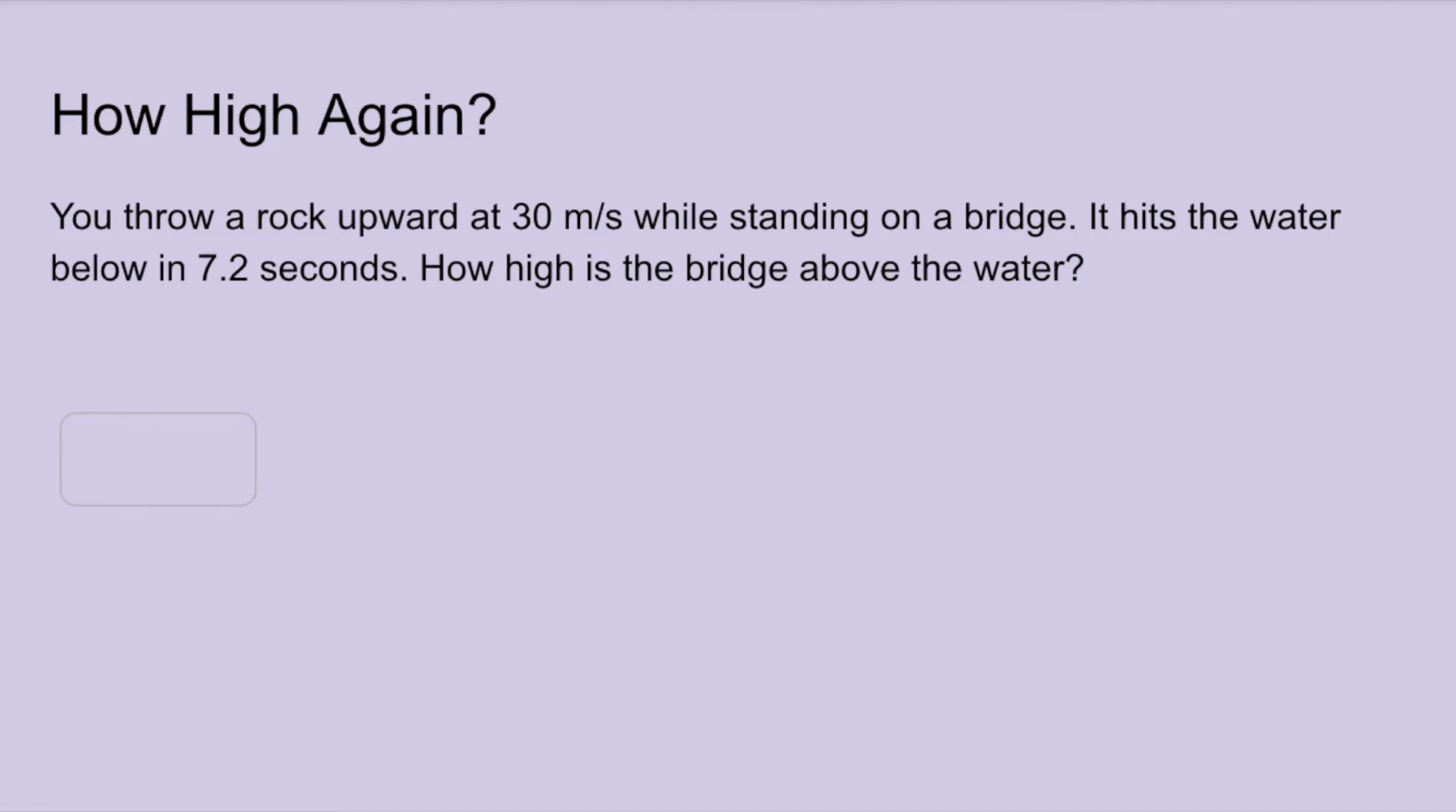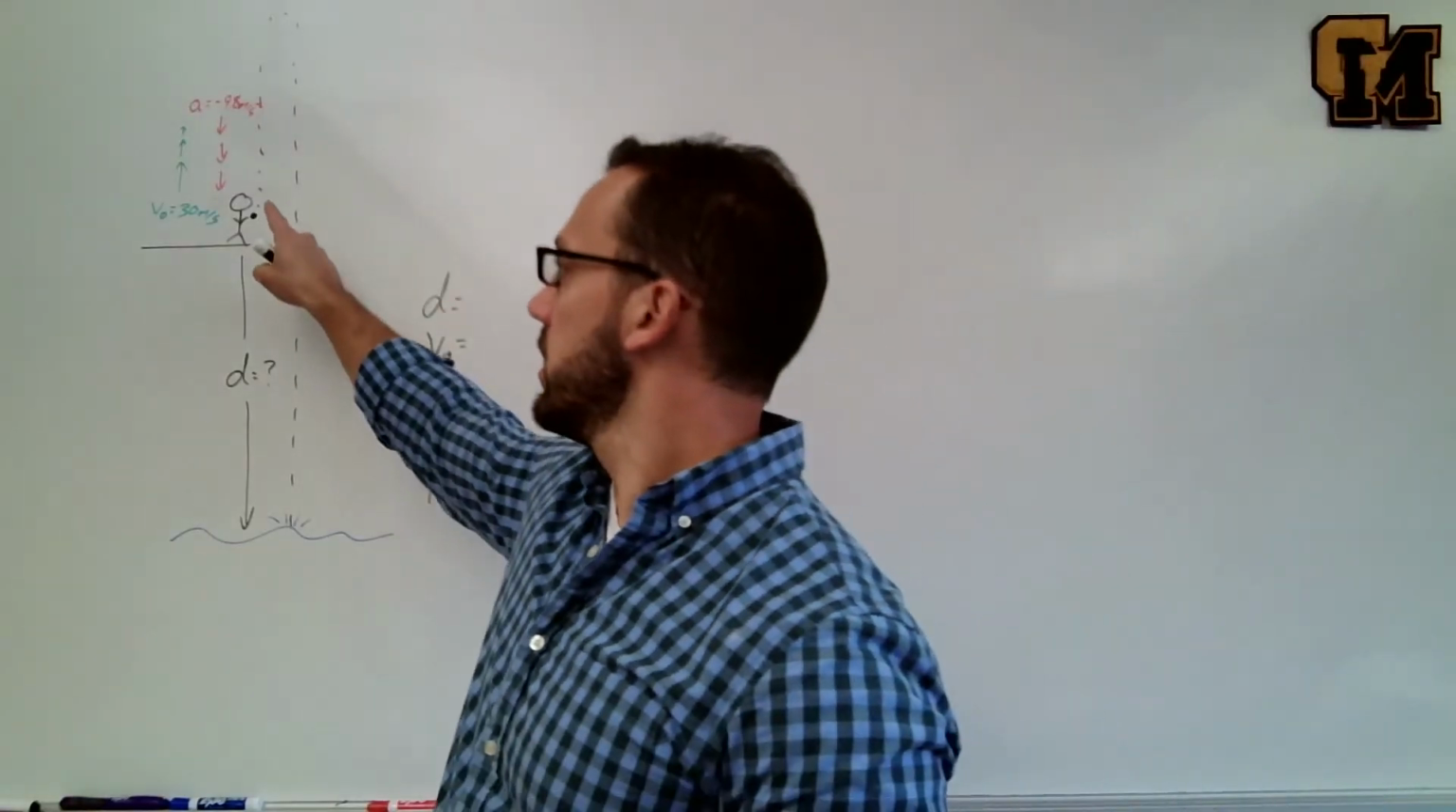You throw a rock upward at 30 meters per second while standing on a bridge. It hits the water below in 7.2 seconds. How high is the bridge above the water? So our picture's drawn. Here you are.